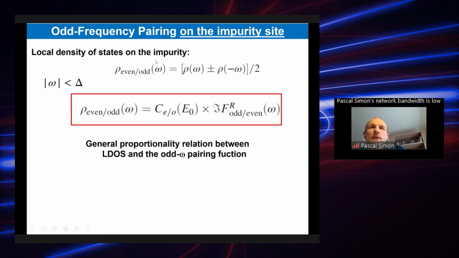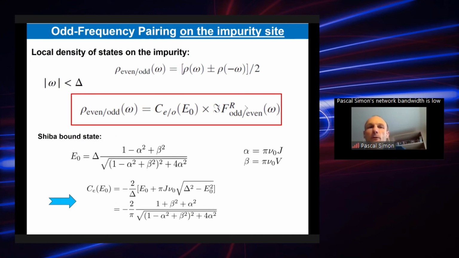What we did is consider the local density of states on top of the impurity, and we can combine the even and odd part of this frequency density of states, provided we keep the energy smaller than the gap. And you can prove that you have a one-to-one relation between the even part of the density of states and the imaginary part of the odd frequency pairing, times some proportionality constants which depend on the position of the peak. So this general proportionality relation between local density of states and odd frequency pairing is quite robust.